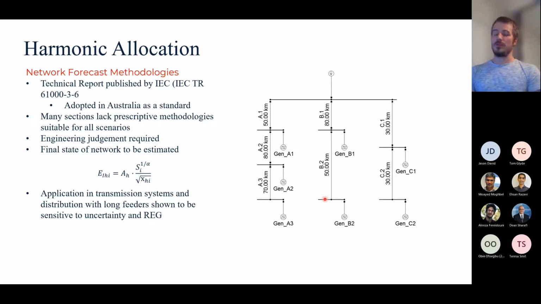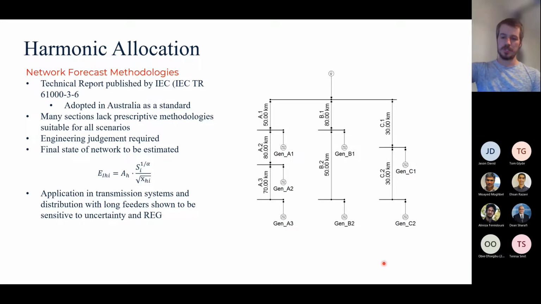So moving on to network forecast methodologies. This is what's used in Australia. There is a technical report published by the IEC, I've referred to it already, 61000.3.6. The reason that we've given it the label network forecast methodologies is because it's not explicitly explained in the standard, but the assumption is that you have a very good idea of what the final state of your network is going to look like.